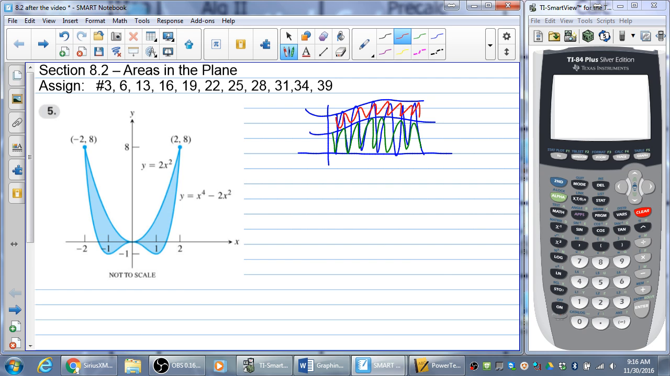If we look at number 5 here, we're going to find the area under 2x squared. We're going to subtract out the area under that curve. We're going to go from 0 to 2 because these are even functions. They're both even functions. They have even powers. 2 is even, 4 is even, 2 is even.